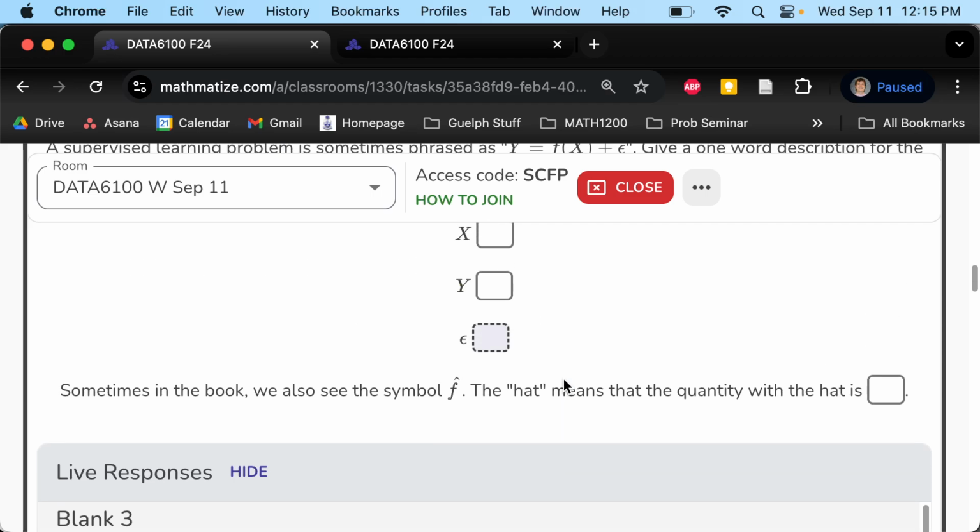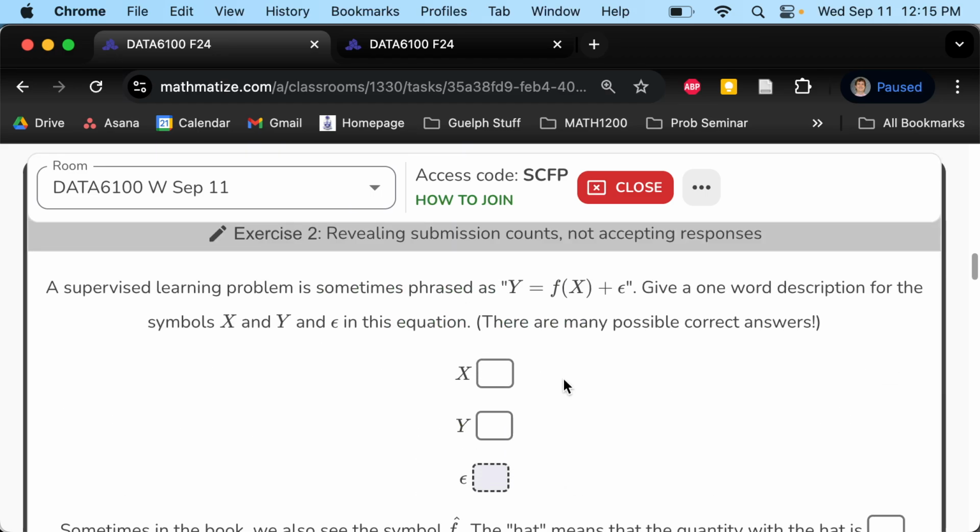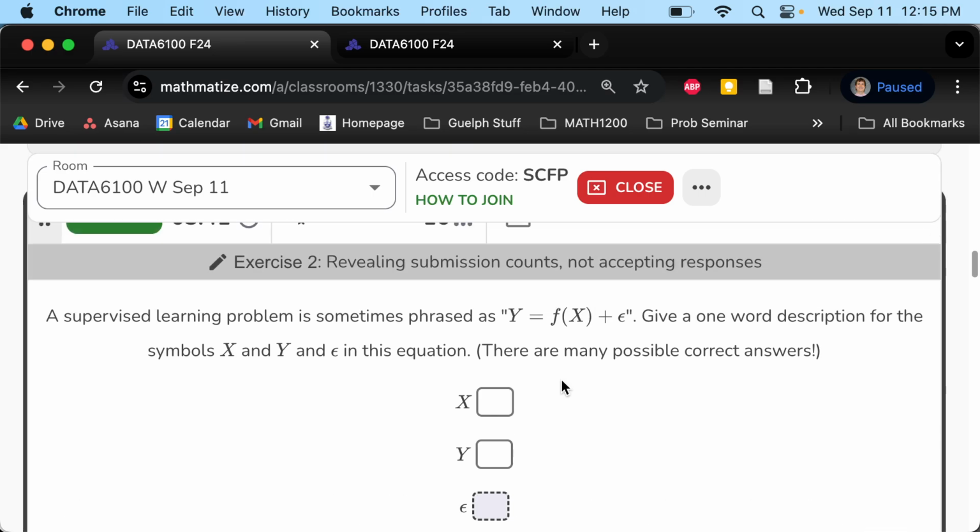So there's many different types of error, and epsilon, in this equation y equals f of x plus epsilon, is something very particular to do with error. So I'll send it out for a revote and see if you can come up with it. Maybe you have to go back and read your notes. But let's see if we can. 11 people is more than half.